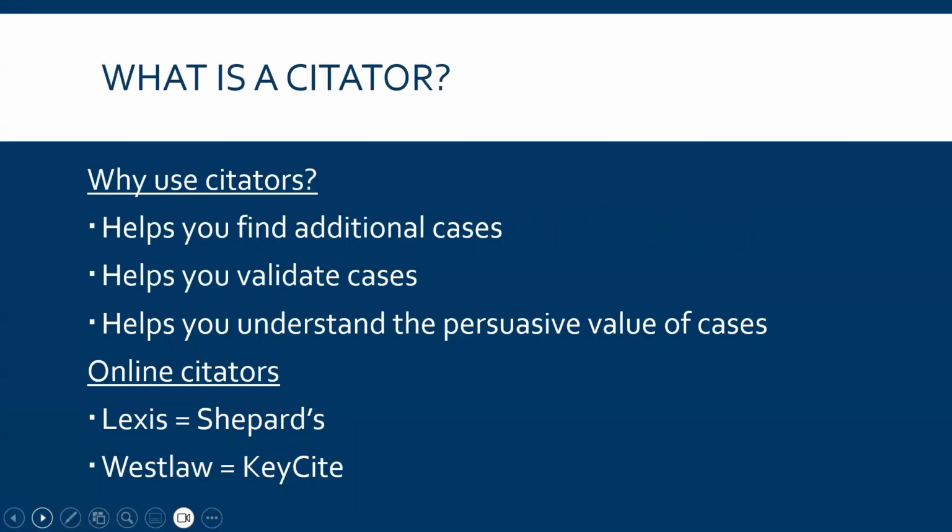Why do we use citators? Researchers use citators to help find additional cases on the legal issue you are researching. Citators also help you validate cases and understand the persuasive value of cases. There are two popular online citators. In Lexis, the citator system is called Shepard's. In Westlaw, it is called KeyCite.